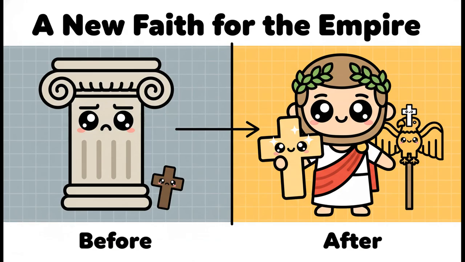Then came a pivot that would literally change the world forever. After centuries of being an outlawed faith, Christianity gained its most powerful convert yet. When Emperor Constantine made it the official religion of the Roman Empire, he didn't just change Rome, he laid the spiritual and political groundwork for Western civilization for the next 2,000 years.